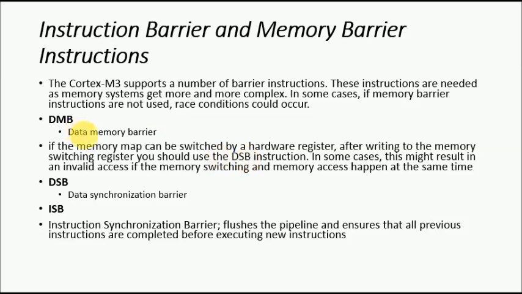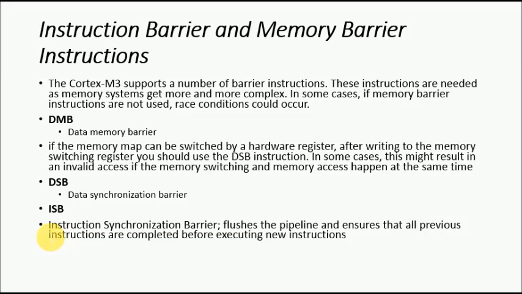If we are not using memory barrier instructions, that gives rise to race around conditions. It means that there will be a fault in the memory. So memory faults occur if we do not use these instructions. To avoid the memory fault, we have to use DMB, DSB and ISB type of instructions whenever required.